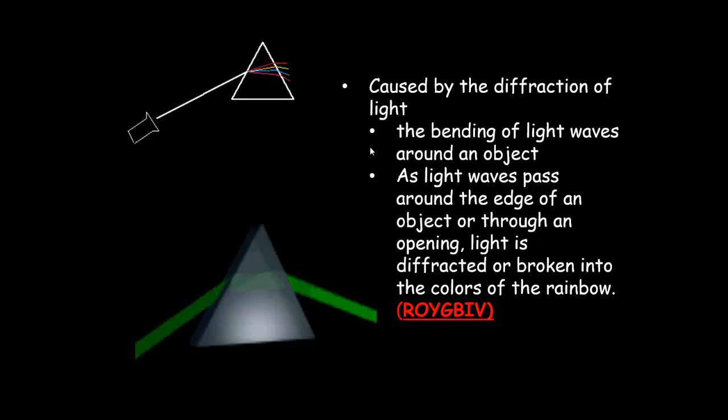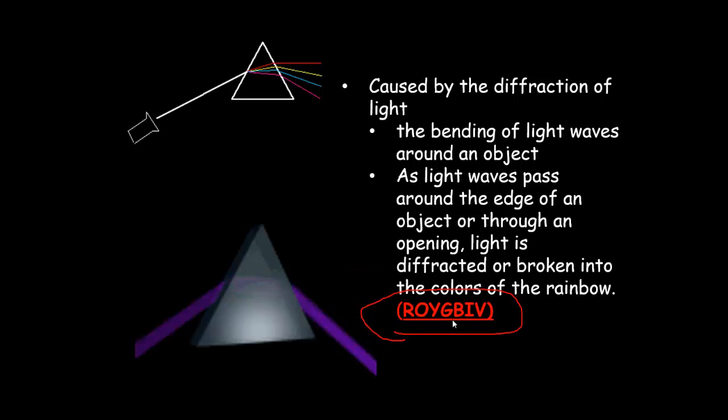The reason we see light is because it's diffracted, the bending of light waves around an object. As light passes around an object or through an opening, it's diffracted or broken into basically the colors of a rainbow. We get the colors ROY G. BIV: red, orange, yellow, green, blue, indigo, and violet. So it's broken into those colors. Our eyes interpret color the same way. We're able to get all of those colors and interpret them in that way.